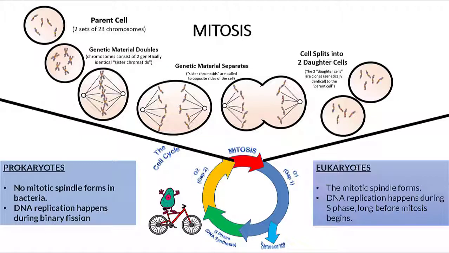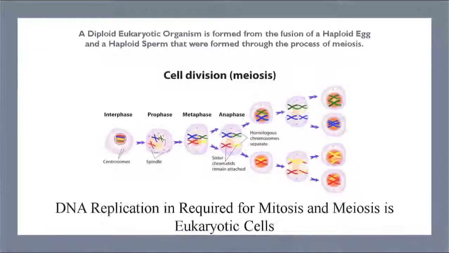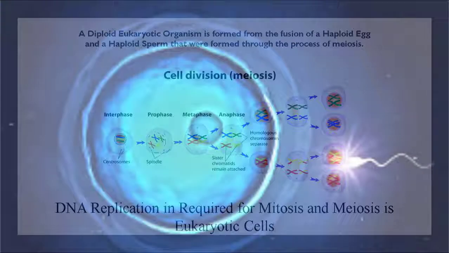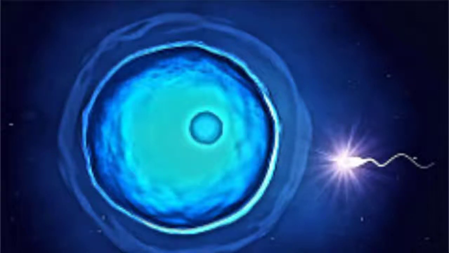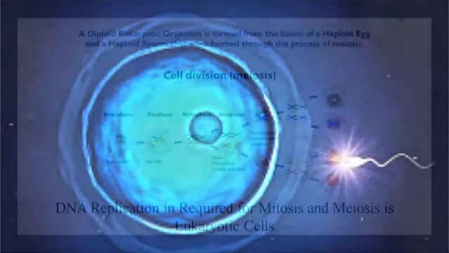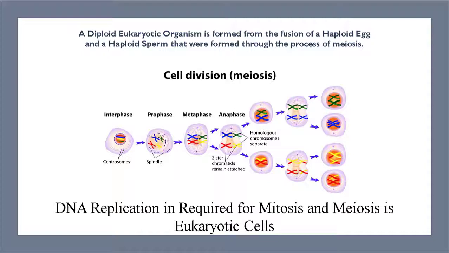In contrast, binary fission, which occurs in the prokaryotic cell, involves no mitotic spindle, and the DNA replication happens during the first step of binary fission. Eukaryotic cells are also able to undergo sexual reproduction for the formation of gametes, or egg and sperm cells. A diploid eukaryotic organism is formed from the fusion of a haploid egg and a haploid sperm that were formed through the sexual reproductive process called meiosis.